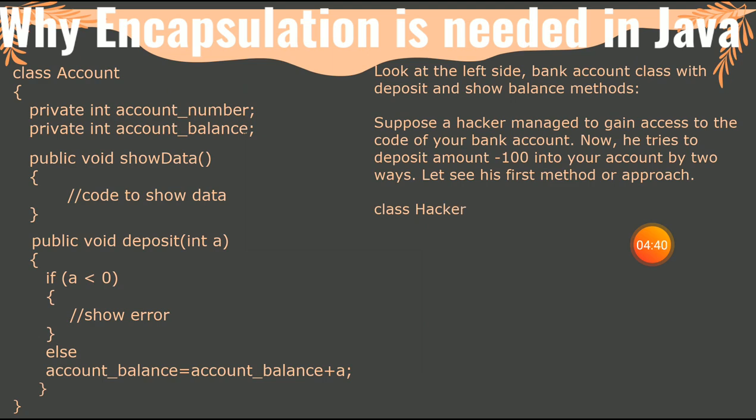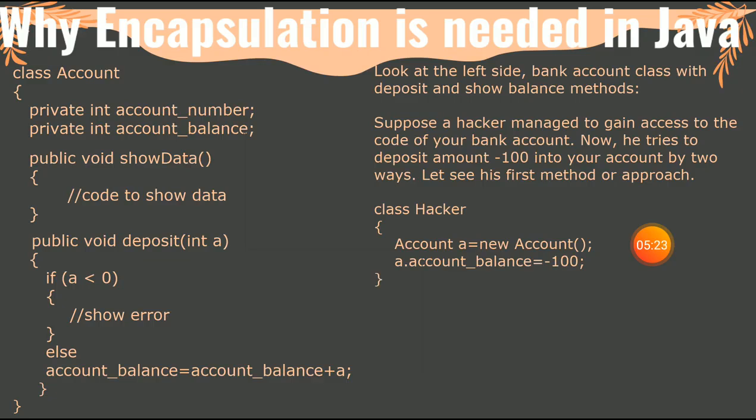So suppose a class Hacker is created, and then he is going to deposit the money. Then he will call that class I have created, class Account, and he creates an object of that class, a, assigning new Account. Then he is going to assign the amount, that is -100, into my account. So a dot account underscore balance, that is the variable declared over here, equals -100.